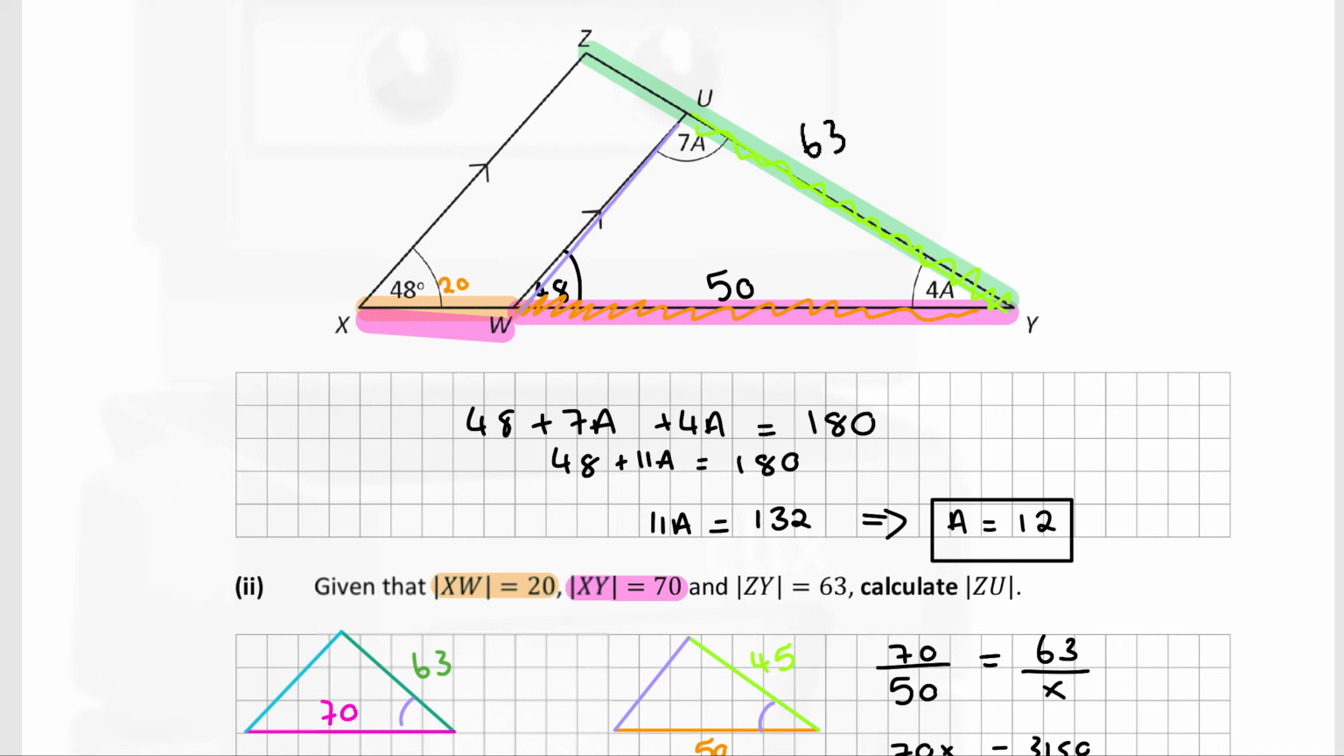So let's give that last piece a colour. We'll go for this yellow. The whole thing was 63. I just figured out that this portion there to there was 45. So that little portion scribbled in yellow all the way up here is 63 minus 45, and I get 18. So it's equal to 18.